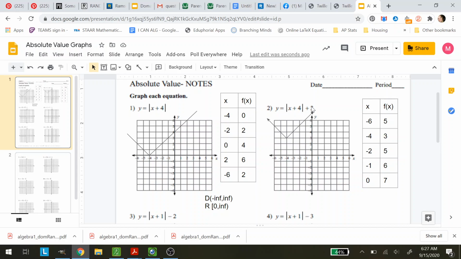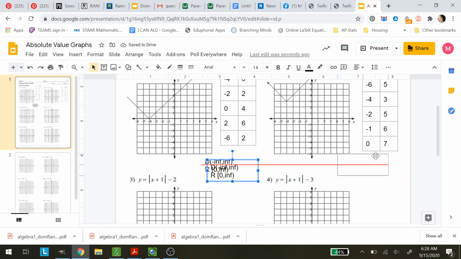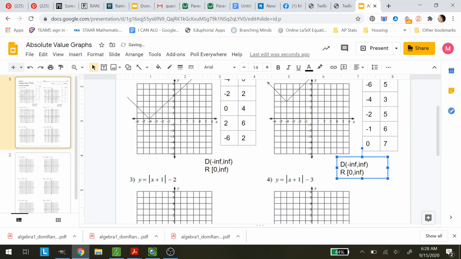Looks good. Notice that this +3 at the end took our vertex from here, moved it up 3, and the 4 on the inside moved it left 4. It's called transformations. It should be a quick review. So we're going to do domain and range real quick. You're going to notice that the domain is pretty much always all real numbers in here, but the range is going to flip. The lowest the range can be here is 3, and then we're good. That's it.